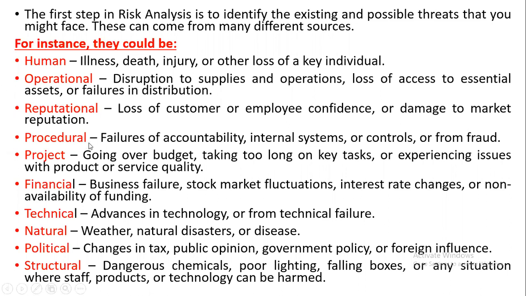Next one is the procedural. That means failures of accountability, internal systems or controls, or any kind of fraud that is going to happen because of internal persons. So all those things come under procedural. So anything like that happens, what is the risk associated with procedural activities we need to assess. Then the project. Okay, so going over budget, or taking too long on key tasks.